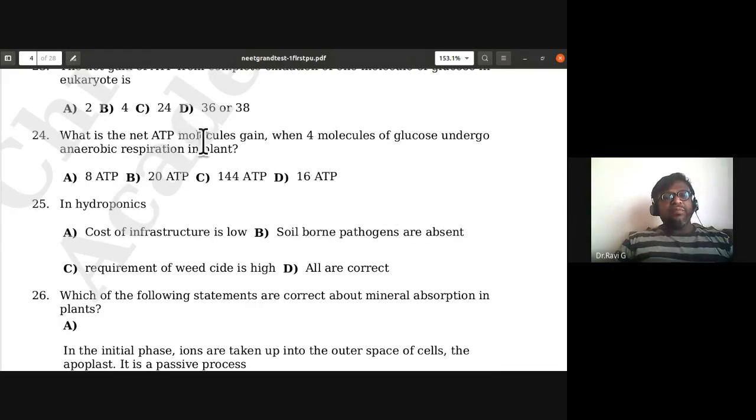What is the net ATP molecule gained when four molecules of glucose undergo anaerobic respiration in plants? See, one molecule of glucose, if it undergoes anaerobic respiration, produces two ATPs. Okay, so aerobic respiration is 38 ATP or 36, but in anaerobic, it is going to be 2 ATPs. So if four molecules of glucose are undergoing anaerobic respiration, it would be 4 into 2 ATP. The answer is 8 ATP molecules. A is the answer for the 24th one.